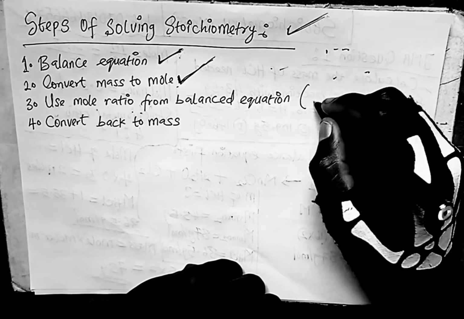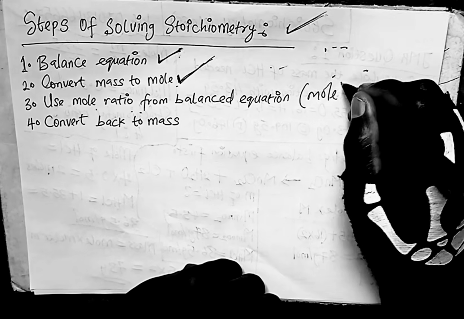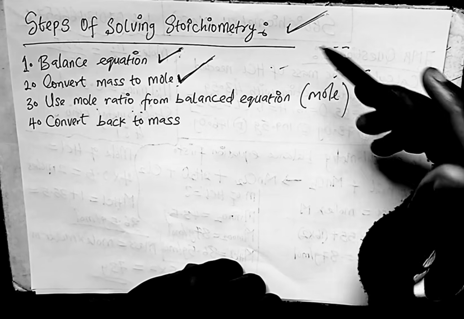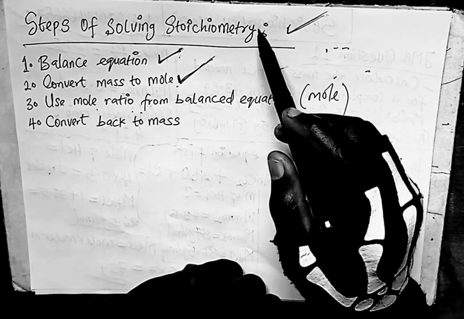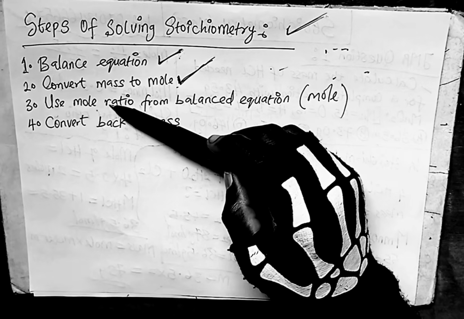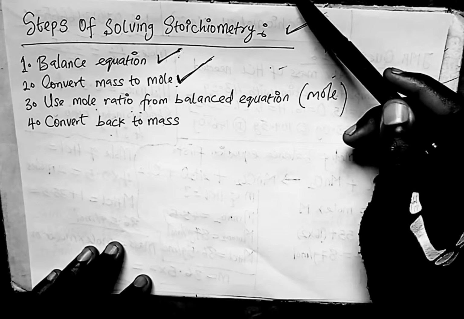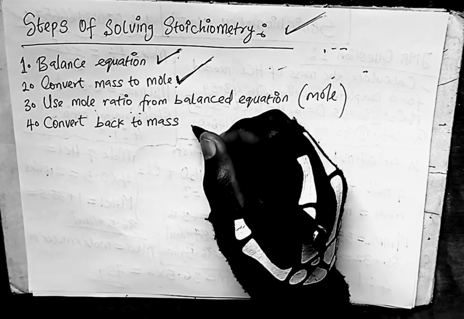Now that ratio you get, you use it to get your mole. Alright? From that ratio, use it to get mole. That's why it's very, very important to write out the equation and balance it. Then also, the final one, you convert back to mass. You convert back to what? Mass to get your answer.